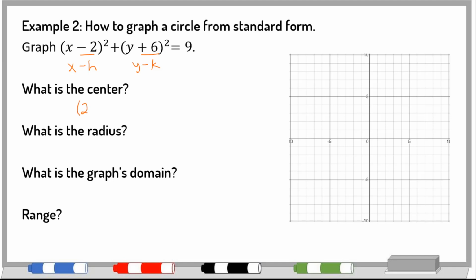This is going to be a thing that happens a lot: whenever you have parentheses and you're trying to take away information from those parentheses, you actually use the opposite sign of what it has. So that -2 turns into +2, the +6 turns into a -6. The radius comes from the right side over here. We square root that 9 and get 3. We're going to graph this. So we have to make sure to move over 2 and down 6. Again, you can think of that like a shift or a transformation. And then our radius is 3. So we're going to go 3 each direction.